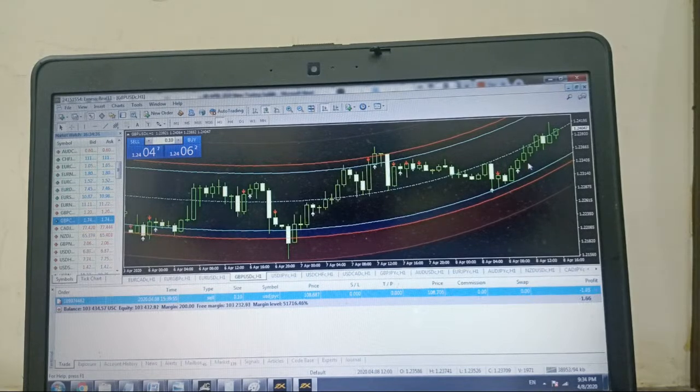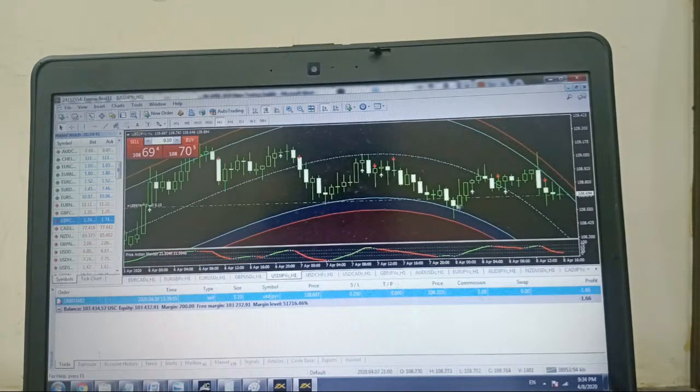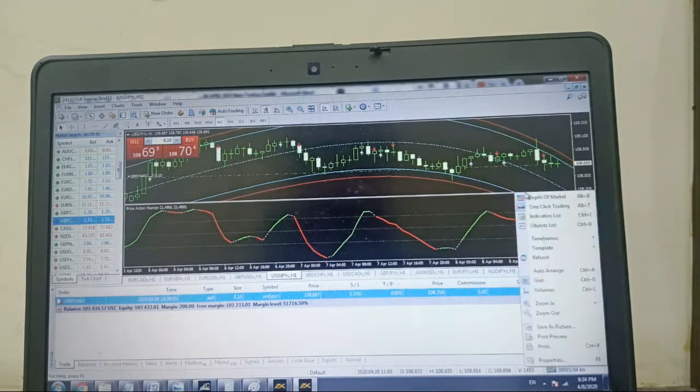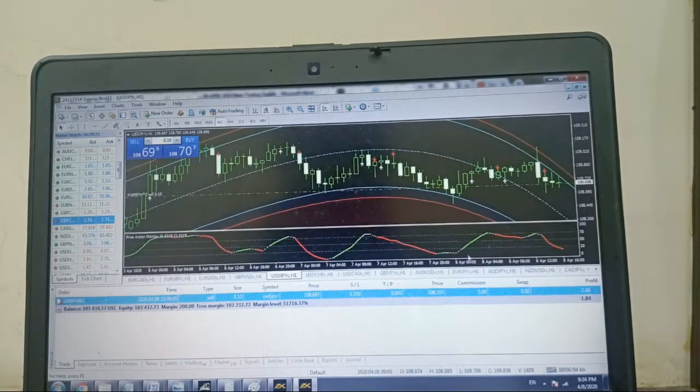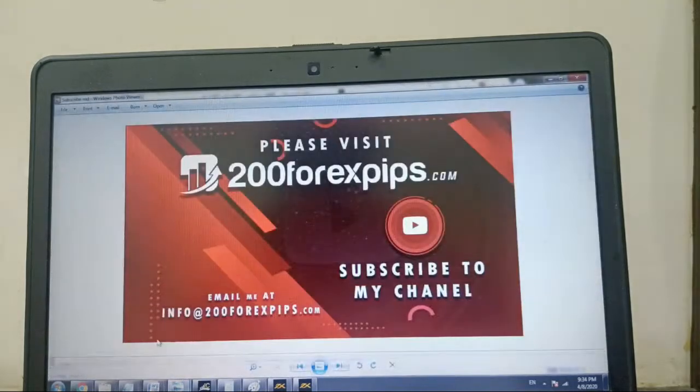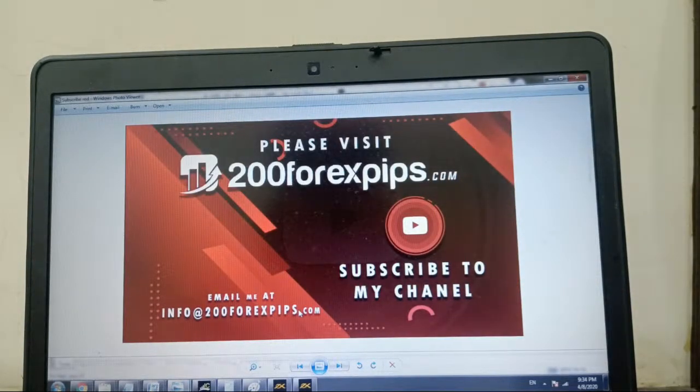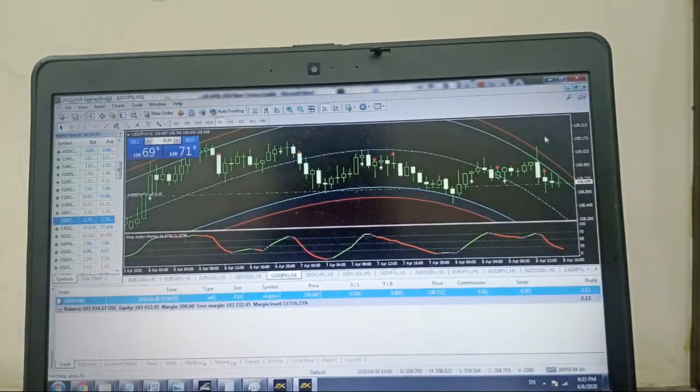How many indicators are we using in this session right now? Thanks, Tiger Siller. So Tiger Siller, we are using three indicators. The first one is the red boundary indicator, the second one is the arrow indicator, and the third one is the price action monitor. So we are using three indicators. If you want to get these indicators, then you can contact me at info@200forexpips.com. I repeat, info@200forexpips.com. But overall, 90% of our trading decisions are based on the red boundary indicators.